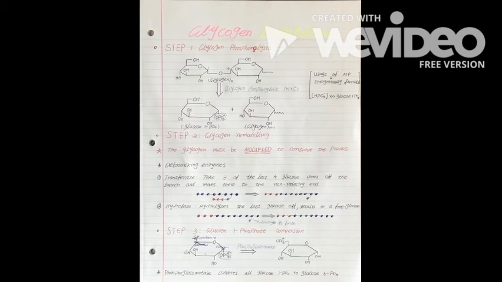Last but not least, the last step of the breakdown is glucose 1-phosphate conversion. The glucose 1-phosphate is catalyzed by phosphoglucomutase, which converts glucose 1-phosphate to glucose 6-phosphate. As you can see from the drawing, the phosphate group that is originally attached to the carbon 1 end has been reattached to the carbon 6 end.